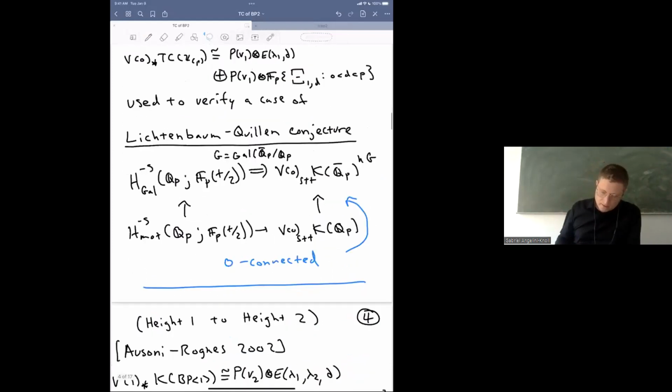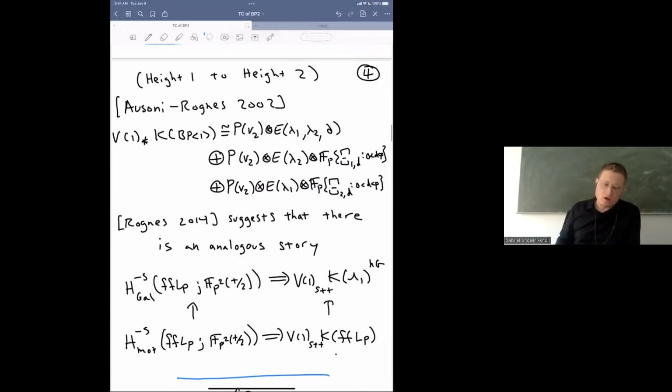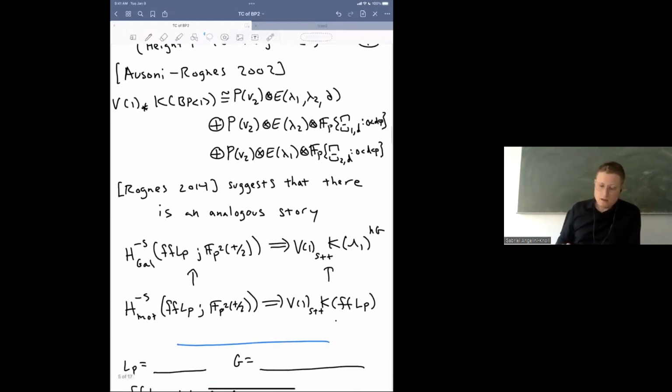Then from height 1 to height 2, there are results of Ausoni and Rognes from 2002. They computed the mod p and v1 homotopy of the K-theory of BP⟨1⟩. Again, it's finitely generated and free as a polynomial v2 module on these explicit generators. Again, these are the same generators we're seeing, except we see a few extra.